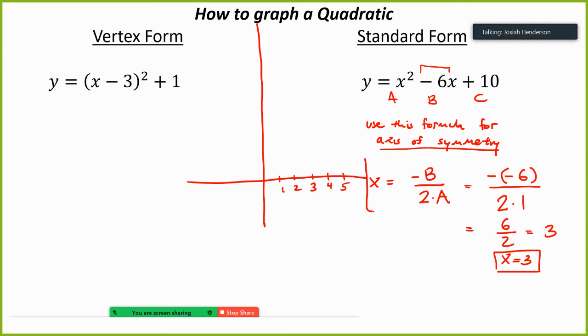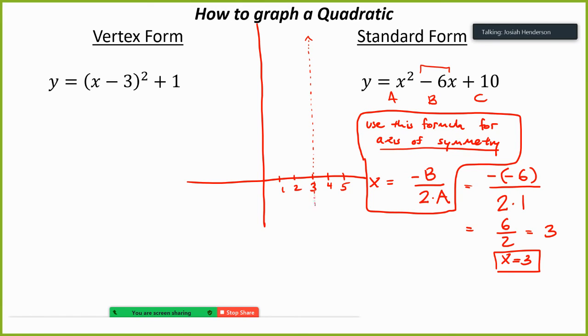Here, let me circle this. It's the axis of symmetry formula. X is equal to negative b over 2a. Okay, so what it told me is that somewhere along this line, x is equal to positive 3. I'm just going to make it dashed.